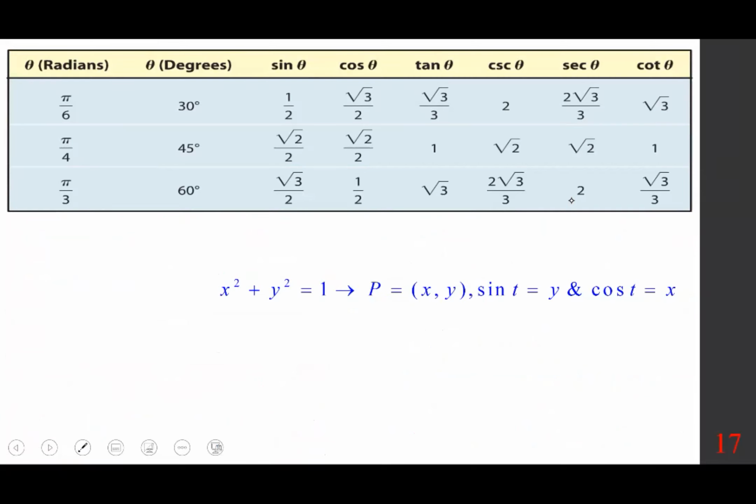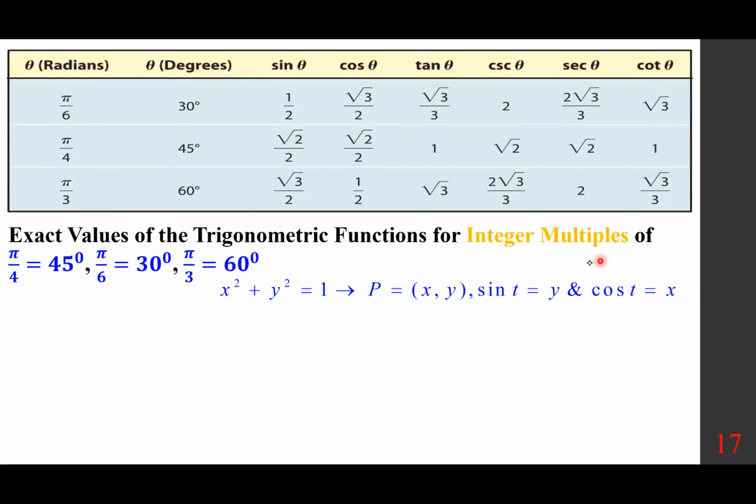All right, whether you're dealing with t or theta makes no difference. These are common arcs for pi over 6, pi over 4, and pi over 3. We should know them. Exact values of trigonometry functions for integer multiples of those we should also know. All we have to do is pay attention to the quadrant.